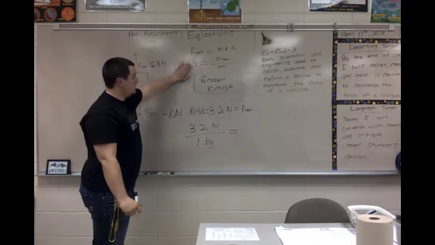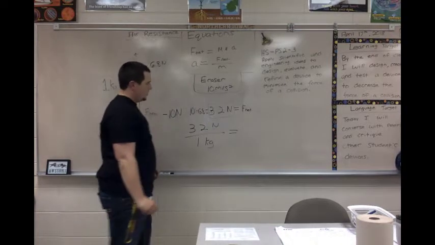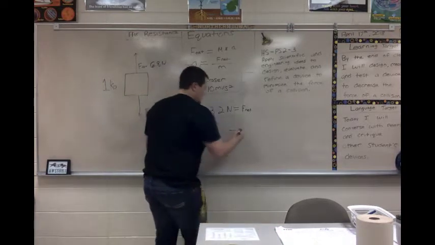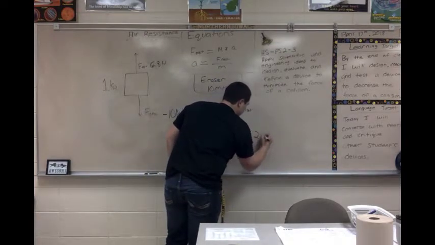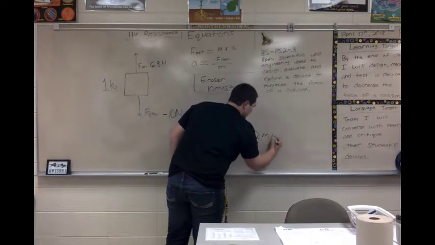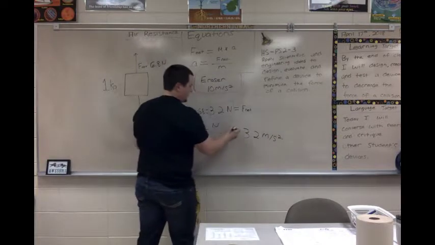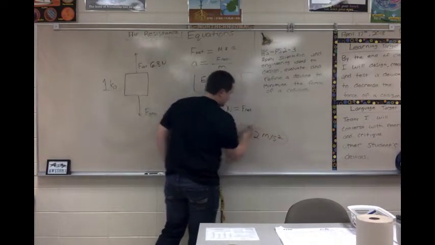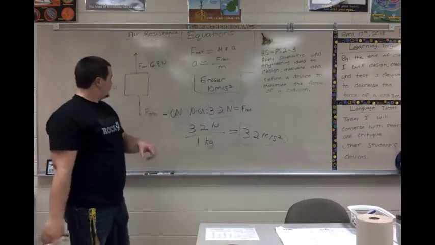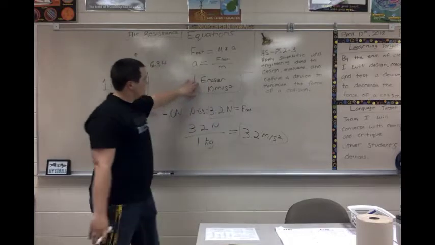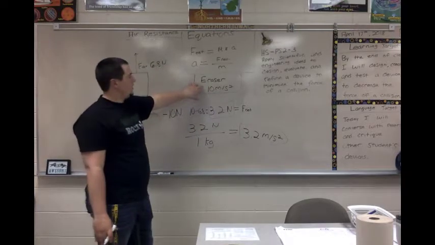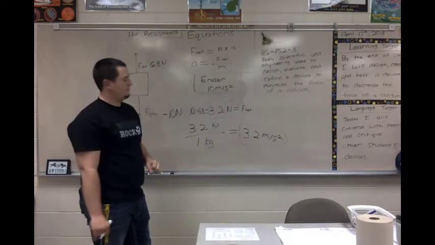Again, we are using this equation right here. So my acceleration is going to be 3.2 meters per second squared. And that was the acceleration of this piece of paper. It was falling a lot slower than our eraser, which was falling at 10 meters per second squared.